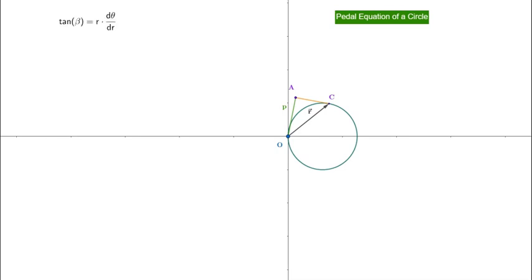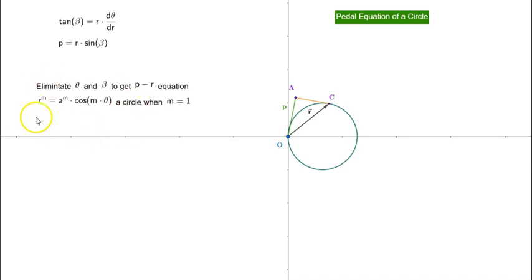Okay, so now we have that. So let's begin. We have already seen tan beta is equal to r d theta by dr. P is equal to r sine beta. Remember, this is angle beta. So sine beta is equal to opposite side by the hypotenuse. So that is how we get P is equal to r sine beta. Now, how to get the equation of that heart-shaped figure is to eliminate theta and beta to get the PR equation.